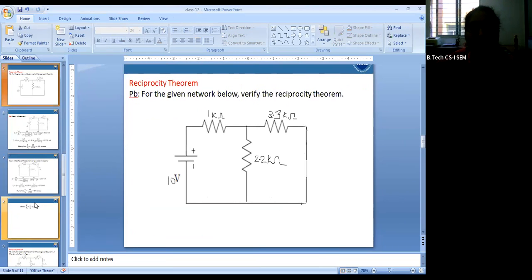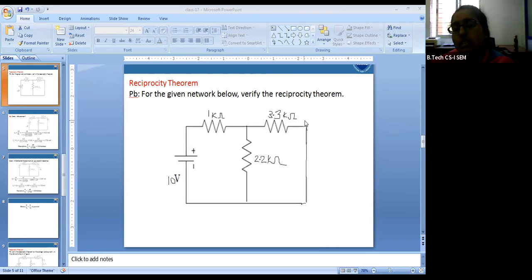Okay. Next, this is a network. For the given network, verify the reciprocity theorem. The supply is 10 volts, and the resistors are 1K, 2.2K and 3.3K. So how do we verify the reciprocity theorem?